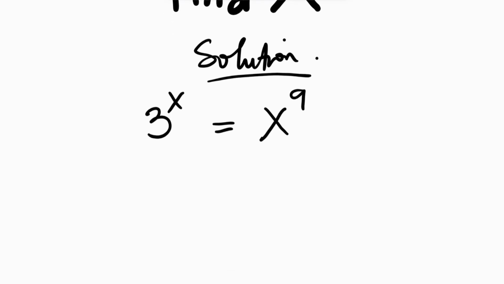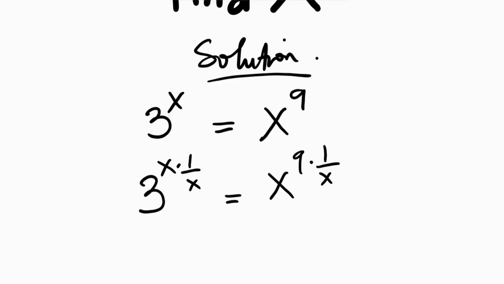Okay, so now what we need to do is try and get all the variables to one side, and then we'll get the numbers to one side. To do that, we'll start from the left-hand side. We need to get rid of the x power and move it over to the right-hand side. To do that, we simply multiply the power by 1 over x. And whatever we do to the left-hand side, we do the same to the right-hand side.